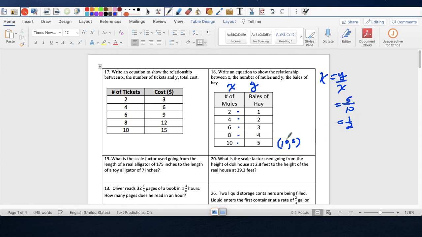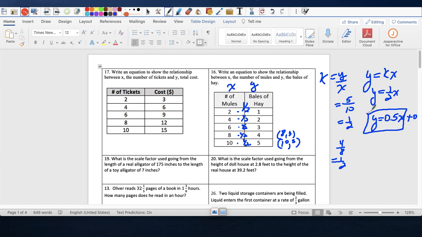If you did 8 and 4, the point 8, 4, and you find the constant of proportionality, it'd be 4 over 8, which equals half. So any point that you choose, your constant of proportionality is going to be 1 half. So your equation, y equals kx, y equals half times x, or y equals 0.5x. And again, no need to write the plus 0. Okay, so it's a proportional relationship because it will go through the origin.